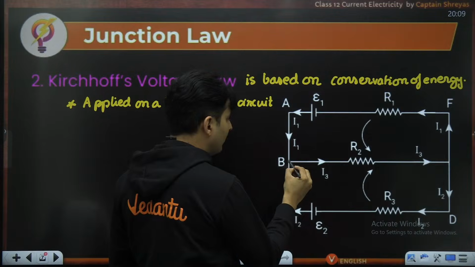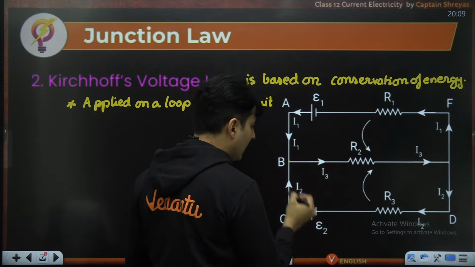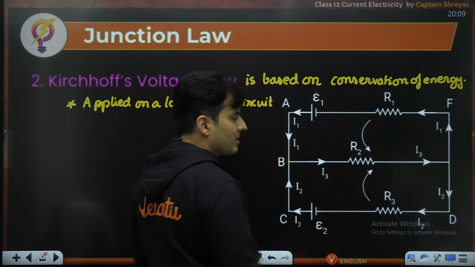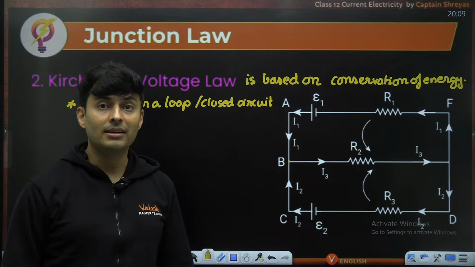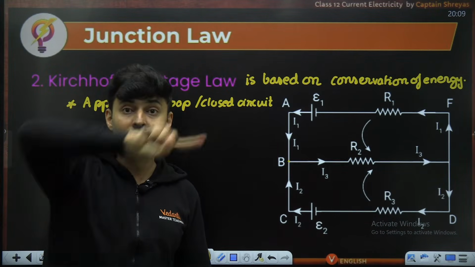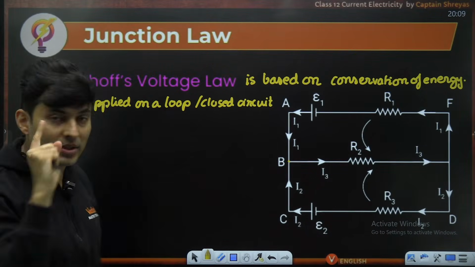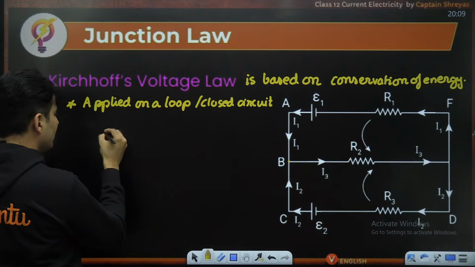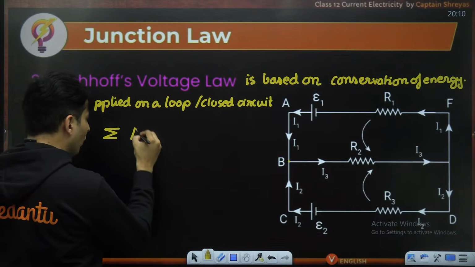Like if I start from here, I should go around and come back to the same point. You take any complex path, but you should come back to the same point. That's how you apply KVL. KCL is at a junction. KVL is for a complete closed loop.